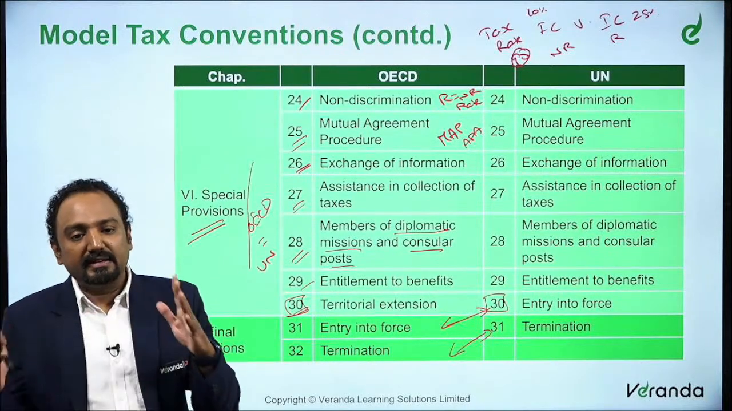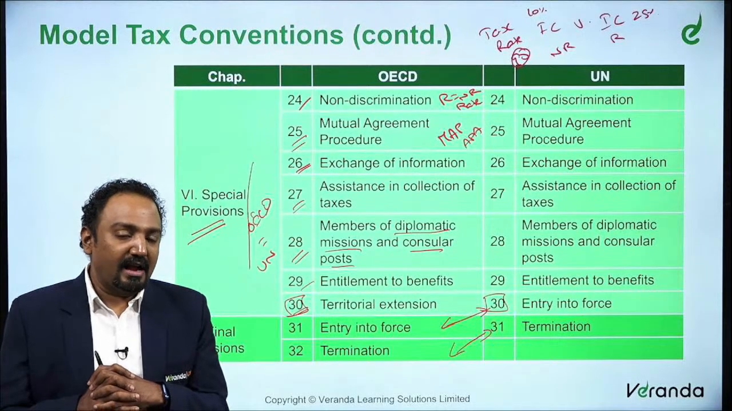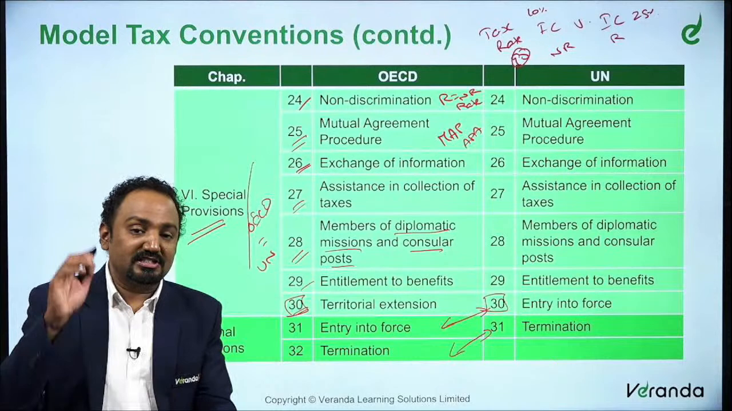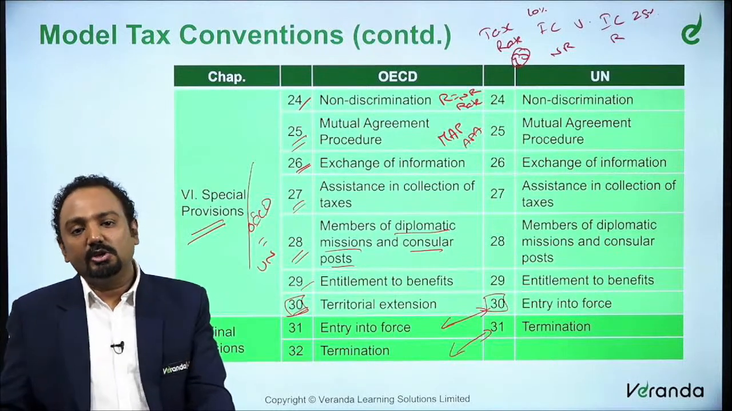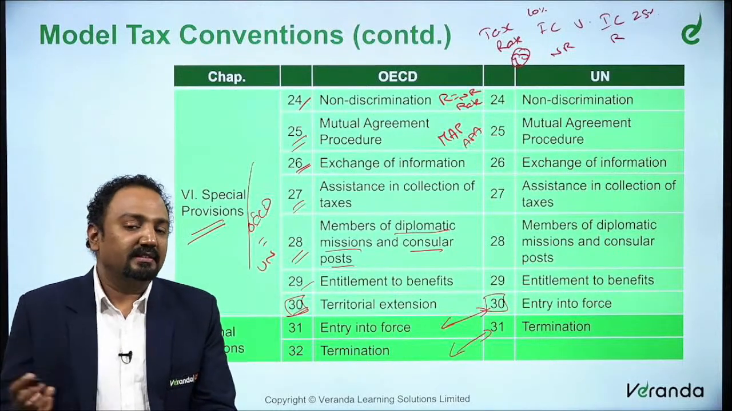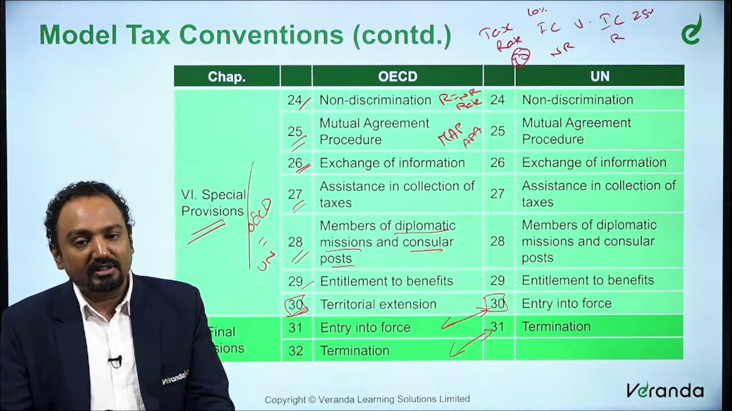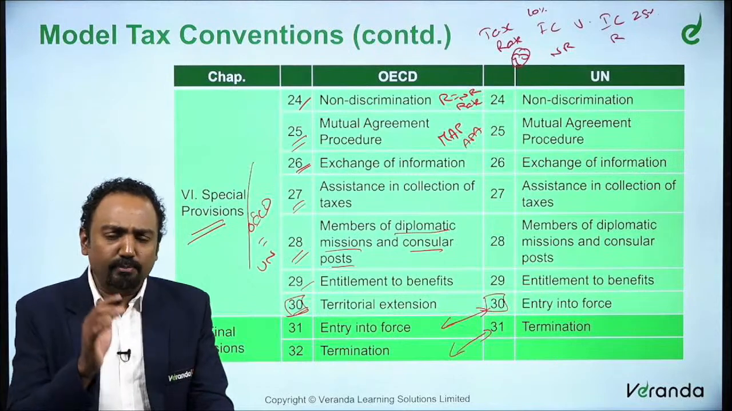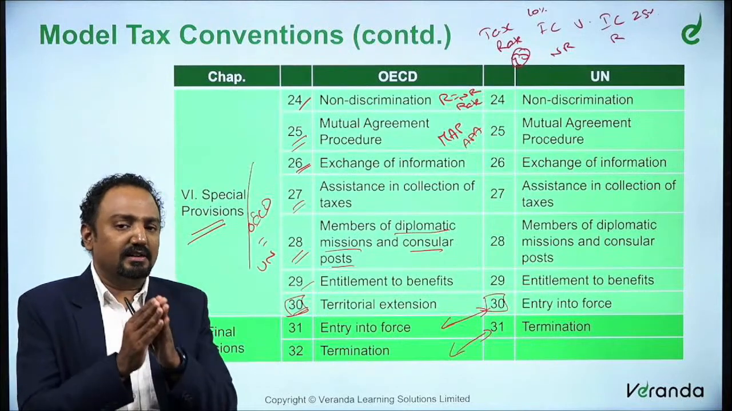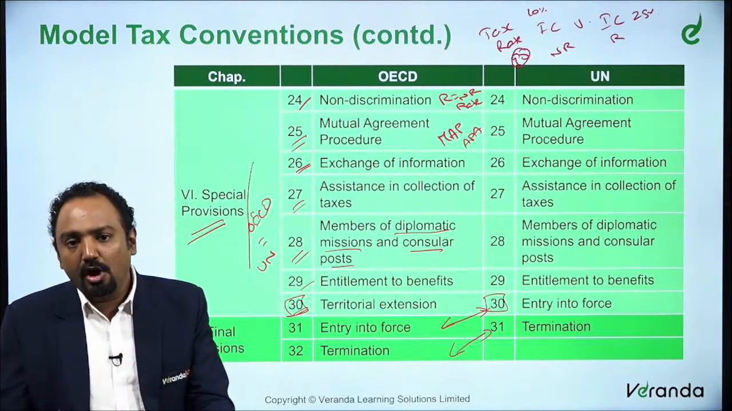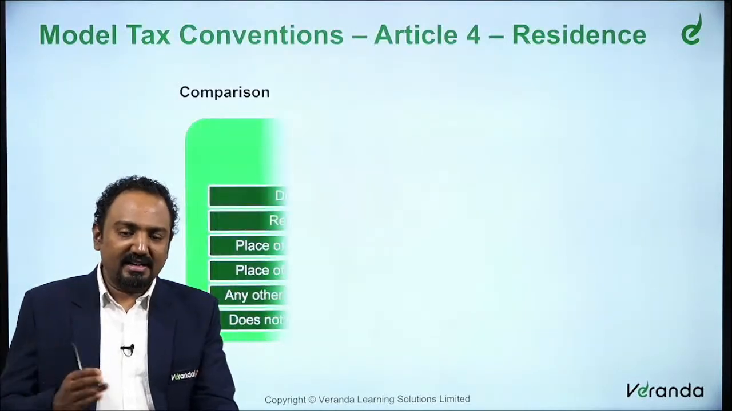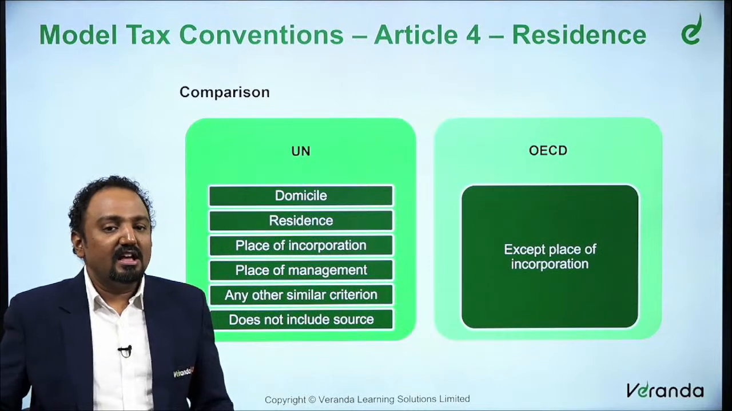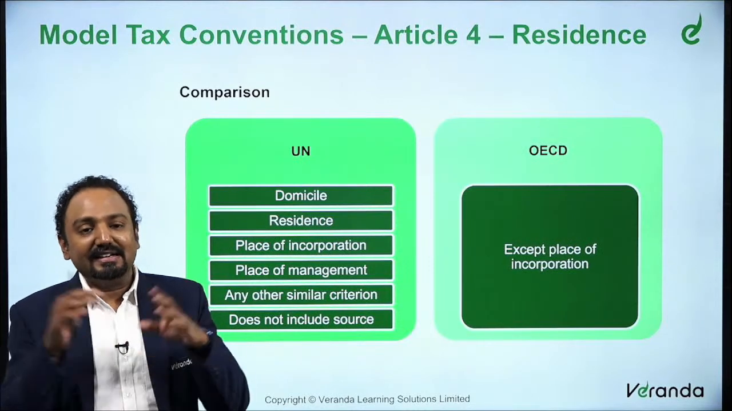So these are the entire set of chapters and articles of both OECD and United Nations. So there are 7 chapters, 32 articles in OECD and 31 in United Nations. So that's what is being discussed here, what is the content of this model tax convention. Moving on, we will understand each of these specific articles. We said we will understand some of the important articles in detail.